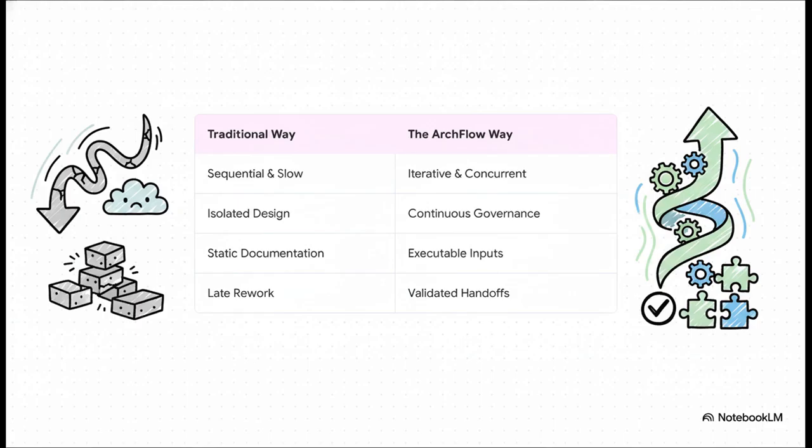The traditional way, it's sequential and slow. Design happens in a silo, and it almost always leads to painful rework. The ArchFlow way is iterative and concurrent, with governance baked in from the start. You go from static documentation to executable inputs, which means you get validated handoffs. It's a total shift from a waterfall mindset to one that's truly agile.